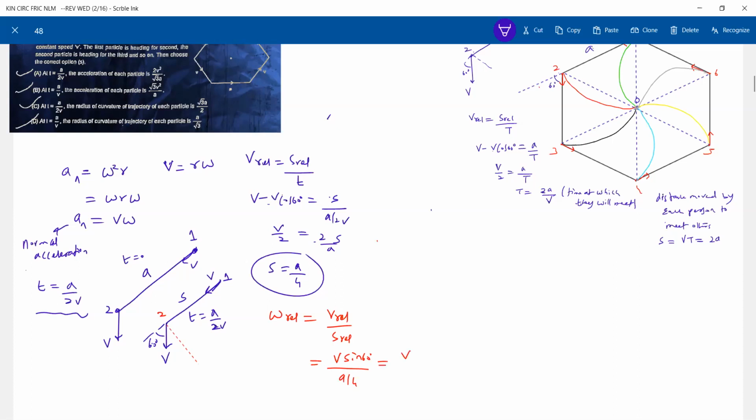So this will be 4V root 3 by 2A, or this will become 2 root 3 V by A. Okay, this is what the omega relative is what I'm having here now. So can we calculate the acceleration? So what is the acceleration? Acceleration should be equal to V into omega relative. So this should be V into 2 root 3 V by A.